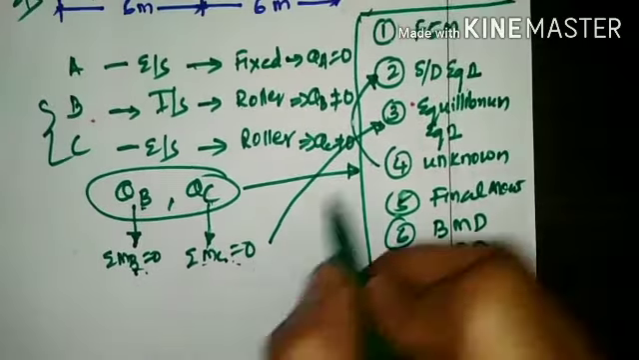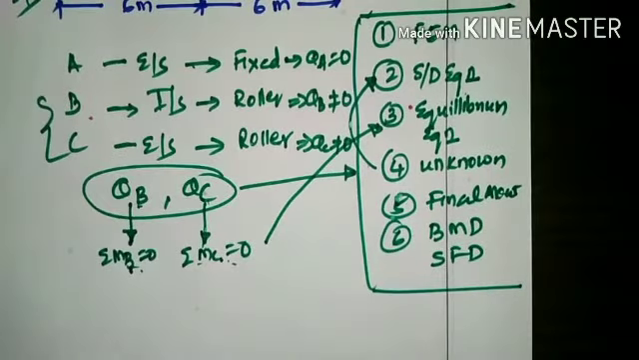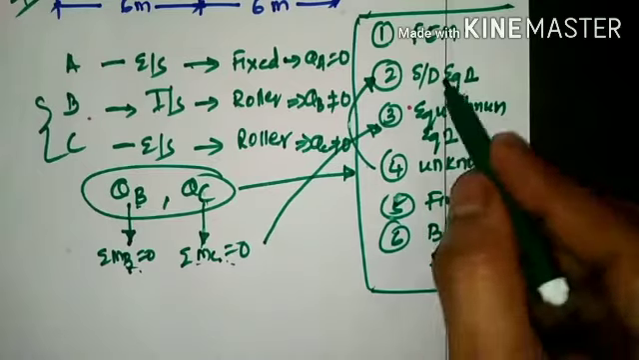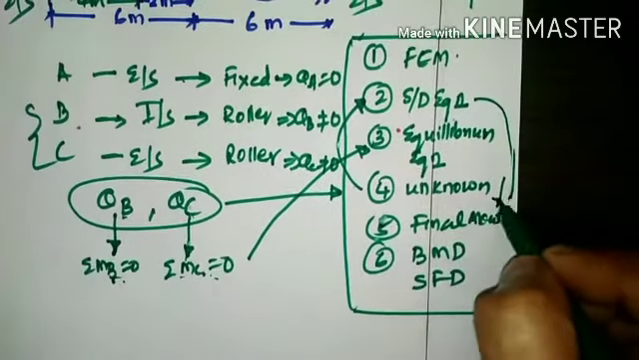So this particular step will be called an equilibrium equation, and theta B and theta C shall be called unknown values. Whatever value you get from the slope deflection equation will be called the final moment value.